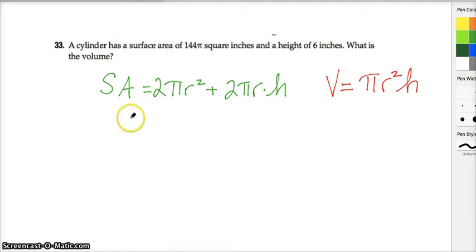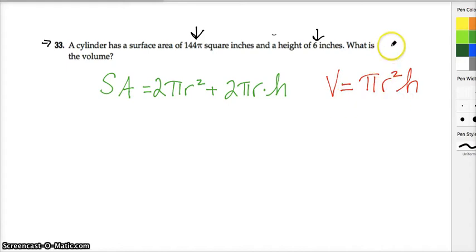I realized what happened where we went wrong, but let's start from the very beginning. Okay, so a cylinder has a surface area of this and a height of this, and everything's in inches, so we don't have to worry about that. We want to calculate the volume. Well, let's remember what our volume formula is, which is over here.